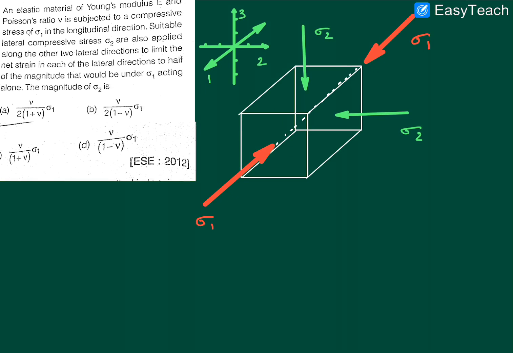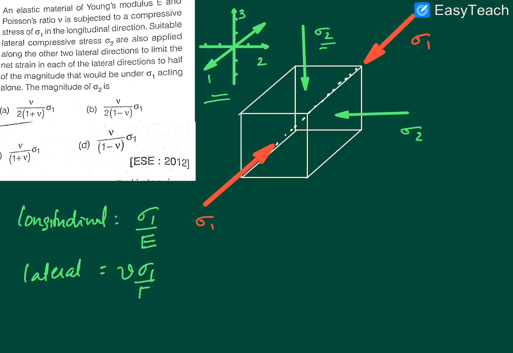So this is an arbitrary orientation I just created for coordinate reference. Here sigma 1 is acting along direction 1, sigma 2 along the 2 direction, and sigma 2 again along the third direction. Due to sigma 1 we know there is a longitudinal strain on the material. The direct strain we can calculate as sigma 1 divided by Young's modulus. Therefore, lateral strain will be equal to Poisson's ratio times this longitudinal strain, so nu into sigma 1 by E will be the lateral strain.